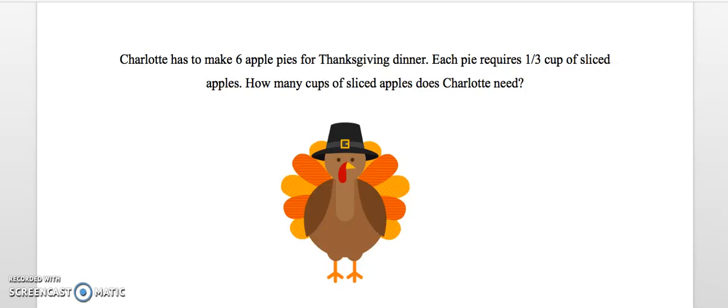Today, we will be multiplying a whole number by a fraction using this problem. Charlotte has to make 6 pies for Thanksgiving dinner. Each pie requires 1/3 cup of sliced apples. How many cups of sliced apples does Charlotte need?